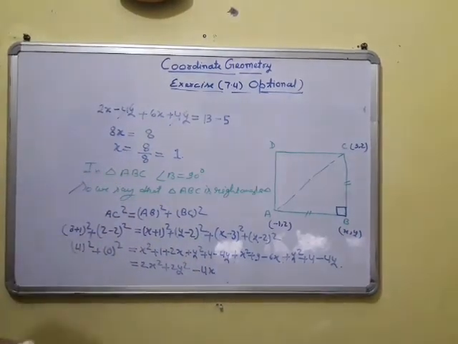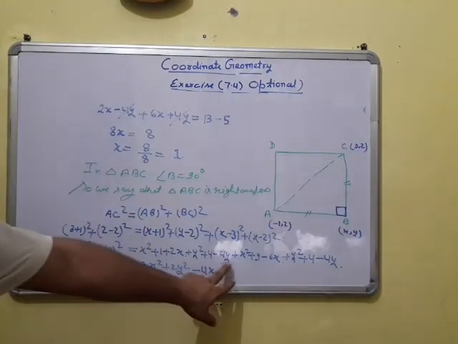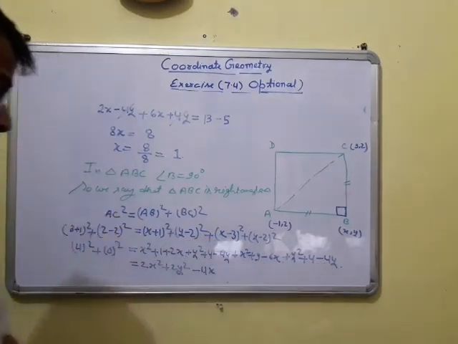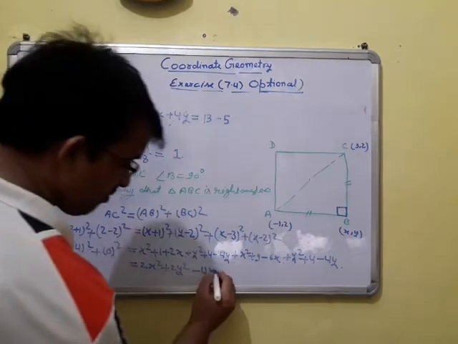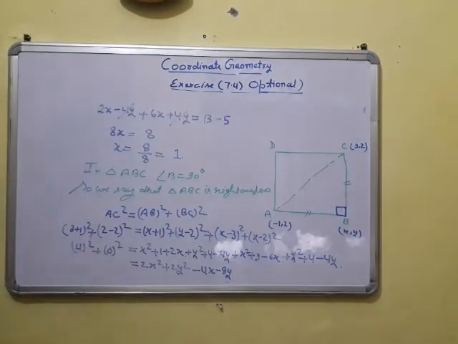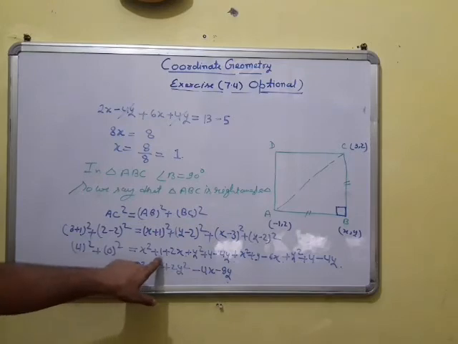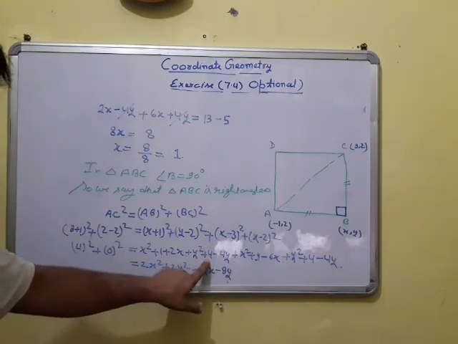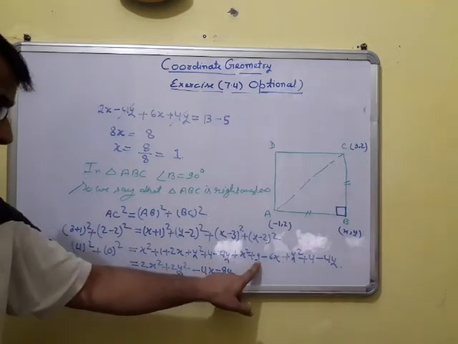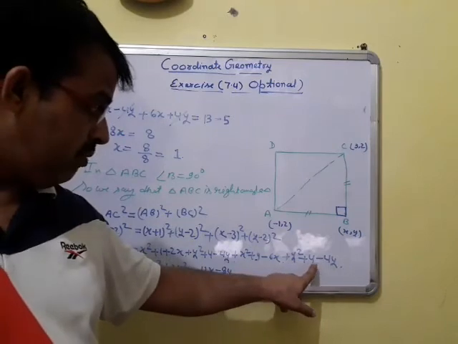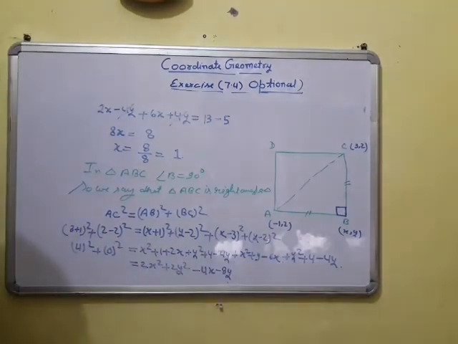Clear? And minus 4y. Minus 4y. We get here minus 8y. Clear? And now see the constant terms. 1, 4, 5, 9, 14, 14 plus 4, 18.